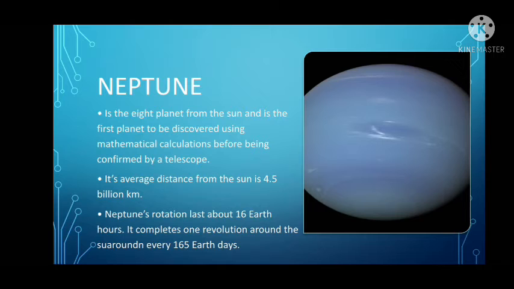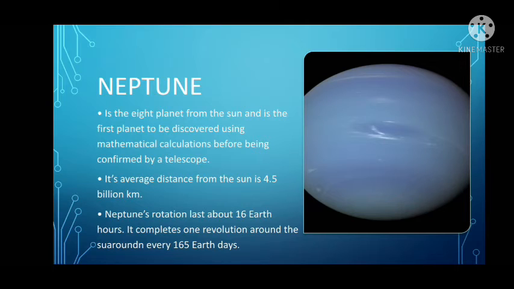Next is Neptune. Neptune is the eighth planet from the Sun and is the first planet to be discovered using mathematical calculations before being confirmed by a telescope. Its average distance from the Sun is 4.5 billion kilometers. Neptune's rotation lasts about 16 Earth hours. It completes one revolution around the Sun every 165 Earth days. This planet also has no solid surface and is a gas giant. Its surface temperature is negative 214 degrees Celsius, mostly the same as Uranus.